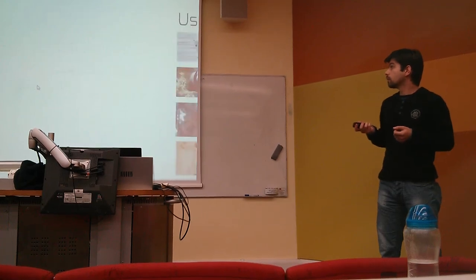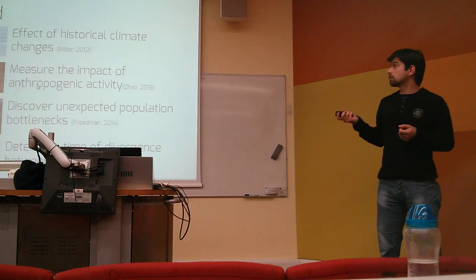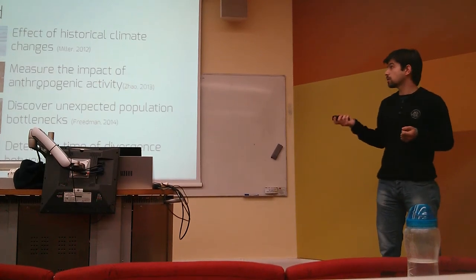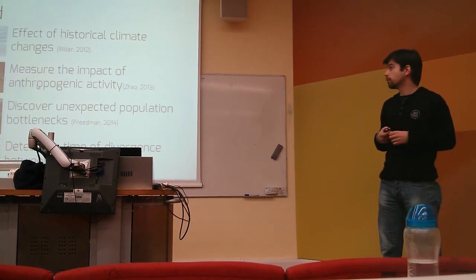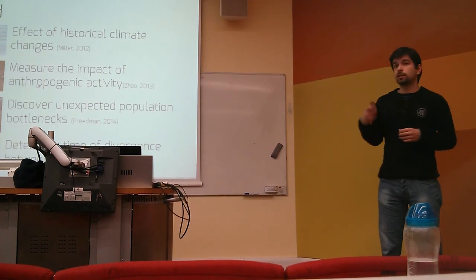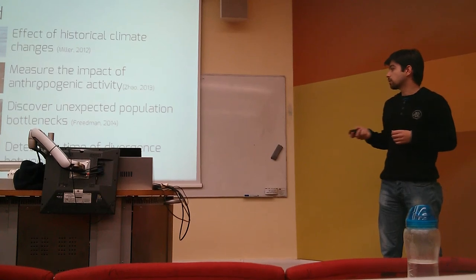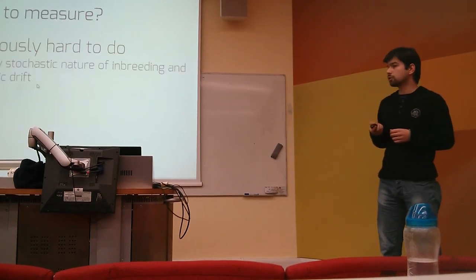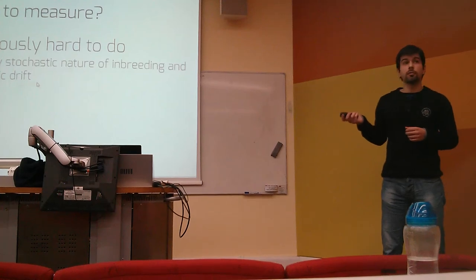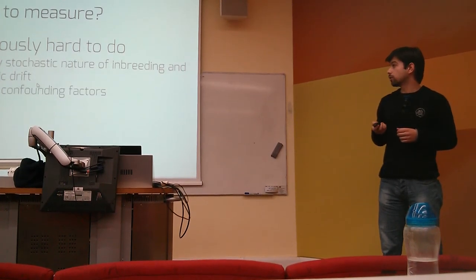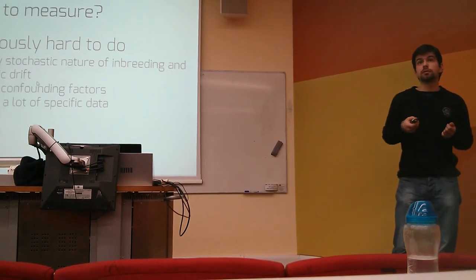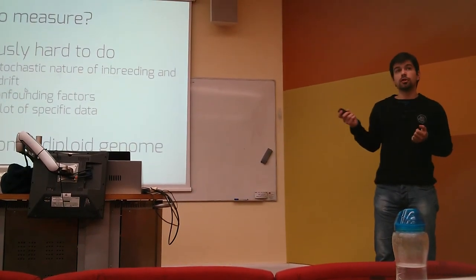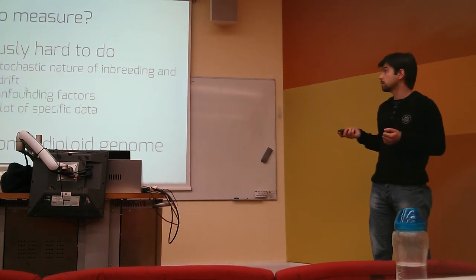And it has been used, for example, to study historical climate change, measure the anthropogenic effect, discover unexpected bottlenecks, or detect the time of divergence of populations. It has been difficult to measure, mostly due to the highly stochastic nature of inbreeding and genetic drift, and also other confounding factors, and also due to the amount of specific data that was needed to measure it. But now we can do it just with one diploid genome through the PSMC method.